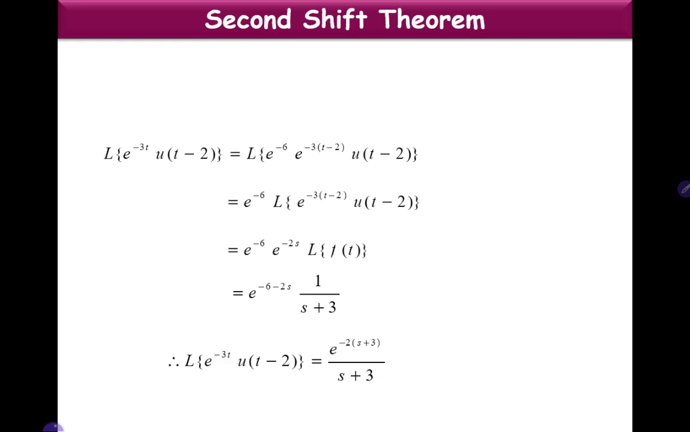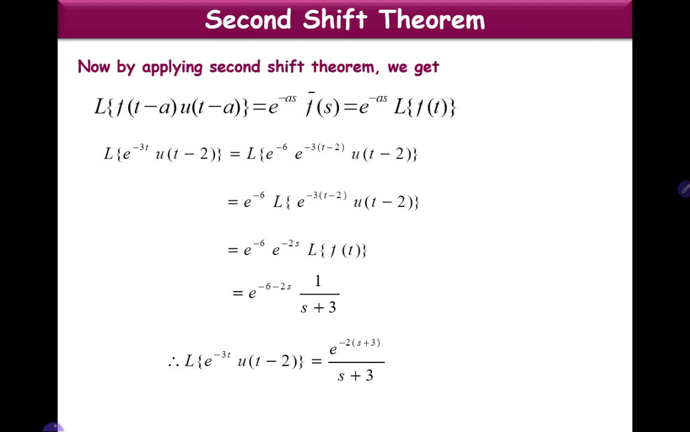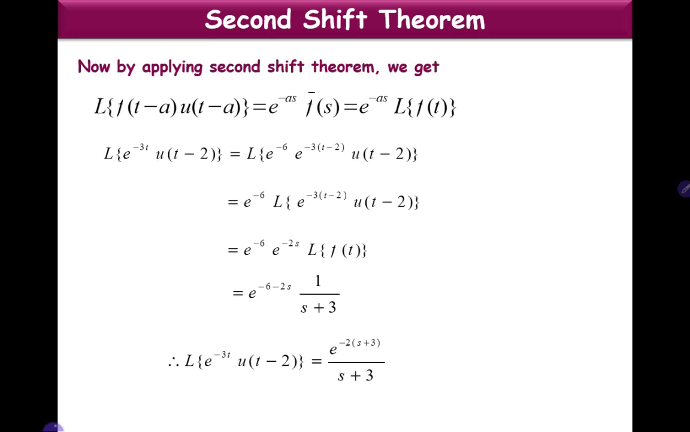Now we will apply the second shift property, which states L of f of t minus a into u of t minus a is e power minus as into L of f of t. Therefore L of e power minus 3t into u of t minus 2 is given as L of e power minus 6 into e power minus 3 into t minus 2 into u of t minus 2. E power minus 6 being constant can be taken outside the Laplace transform.